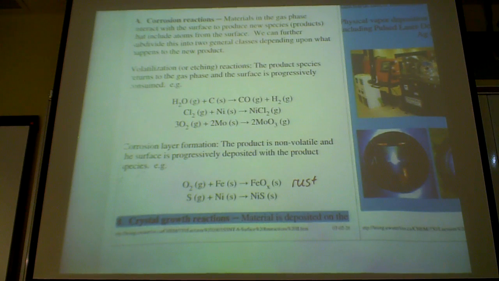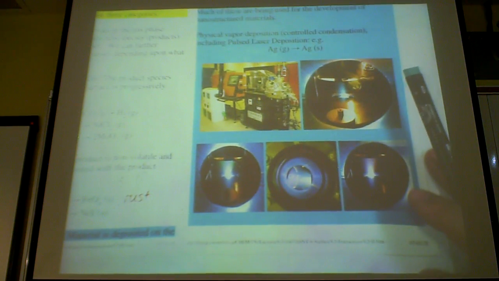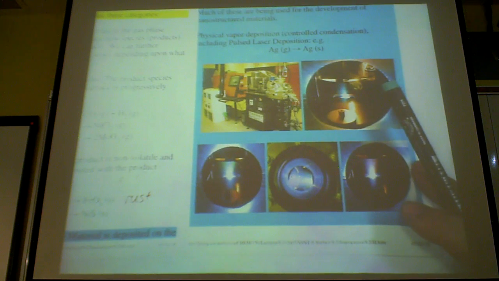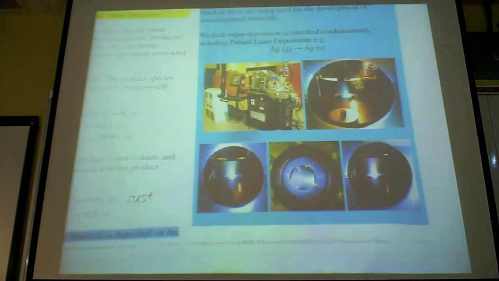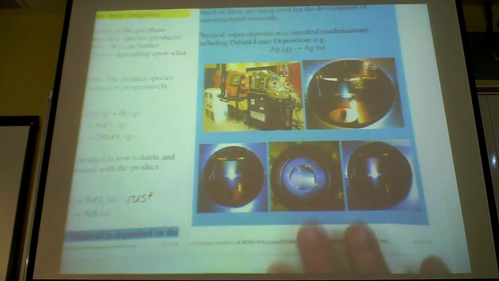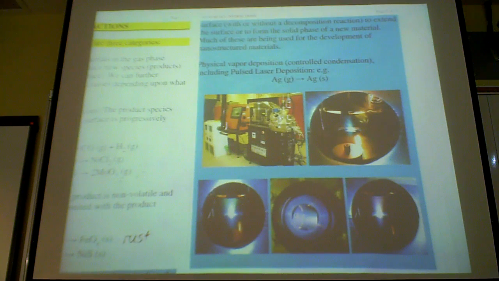So the material is deposited onto the surface in a controlled way, without a decomposition reaction, in order to form a surface, or to extend this surface, building up this material layer by layer, okay? Much of this is being used in the semiconductor industry, and recently nanostructure material, like fuel cell and battery material. You're growing this layer by layer in a controlled way.